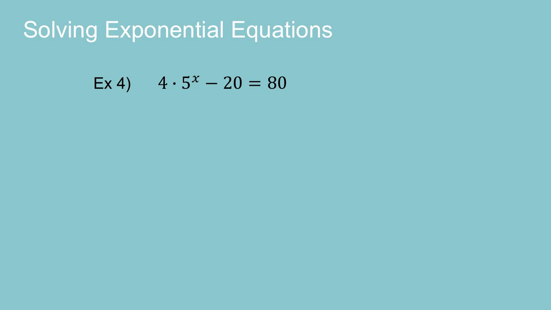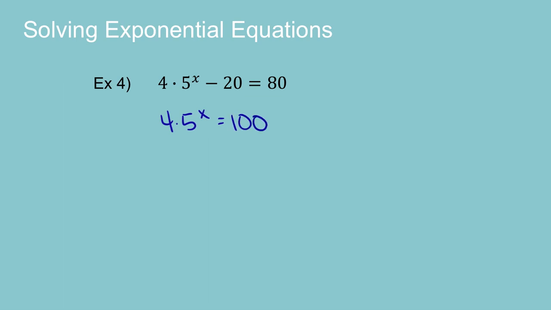So this is still an exponential equation because hiding in here I do have 5 to the x, so I have an exponent that is a variable, but I also have a lot of other things going on here. So we have to follow our rules for solving equations. I'm first going to get rid of what's around 5 to the x in the order in which we do that. So I'm first going to move minus 20 to the other side by adding it, and then I'm going to divide by 4. So first I'll move the 20 to the other side, and we're left with 4 times 5 to the x is now 100.